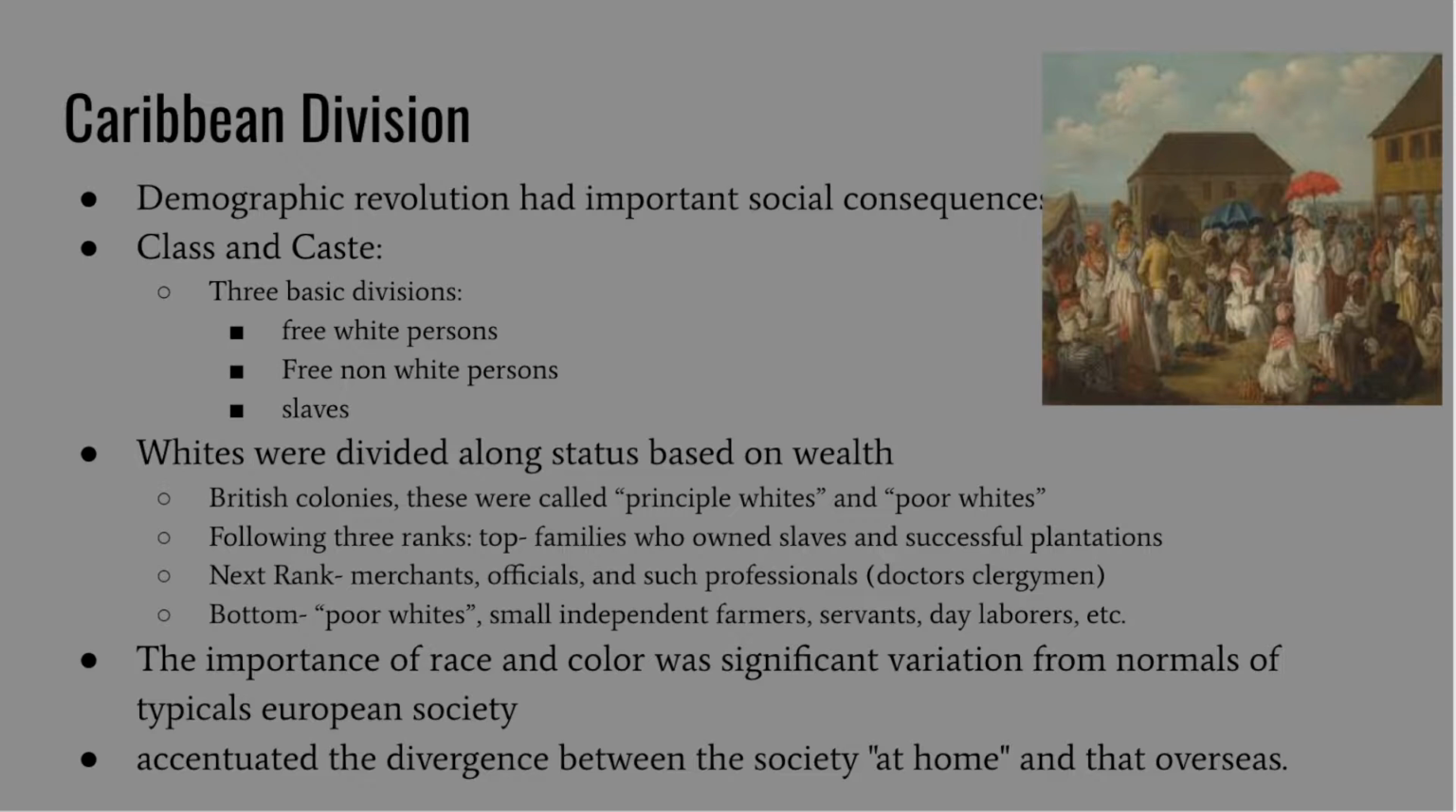The first rank was British colonists. These were called principal whites. And they also had poor whites. Following the top ranks, there were top families who owned slaves in successful plantations. And then there was the next rank, which was merchants, officials such as professionals, doctors, and clergymen. And then the bottom was the poor whites. They were small, independent farmers, servants, day laborers.